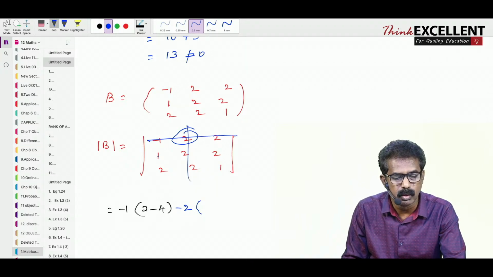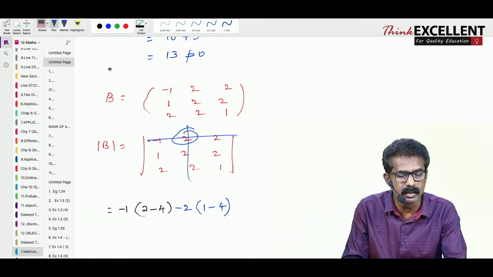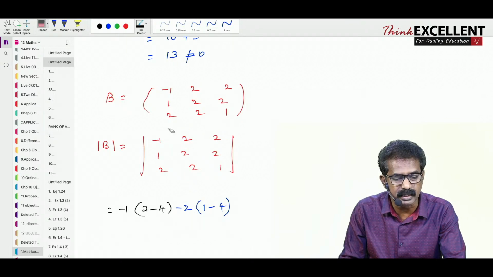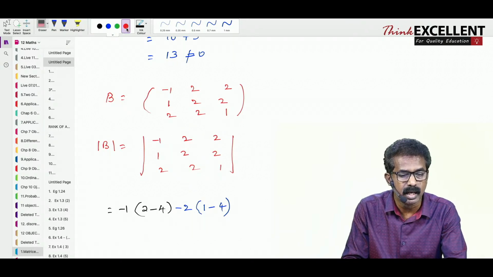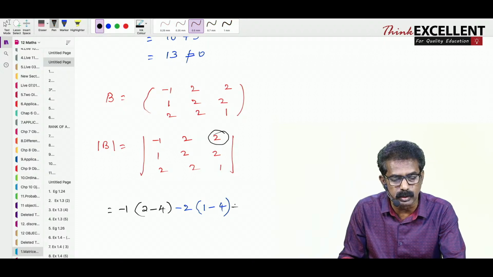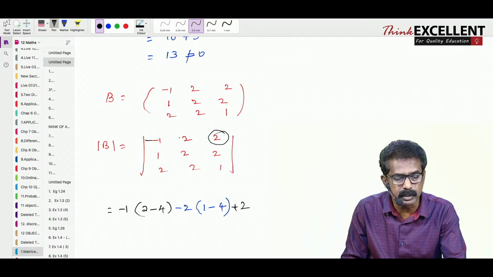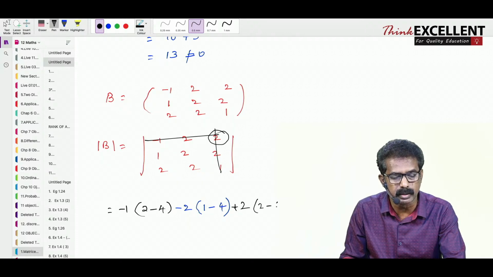Now 1 into 1, 1 minus 2 into 2, 4. Now take the last one. First one you write as it is, second one you change the sign, and the third one you write as it is. It is what? 2. So plus 2 into, leave that particular row and that column. So 1 into 2, it is 2 minus 2 into 2, 4.